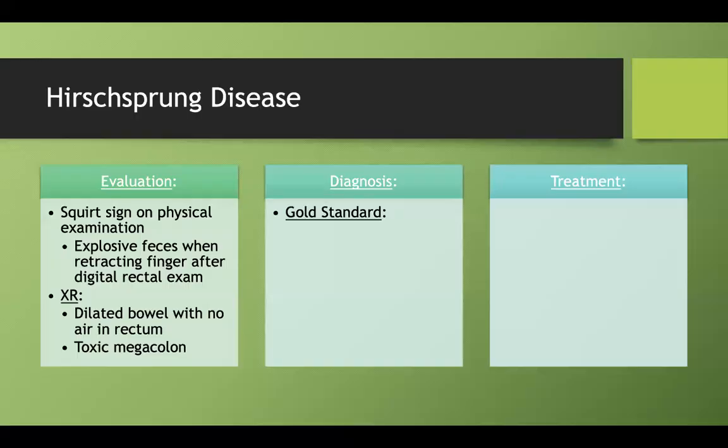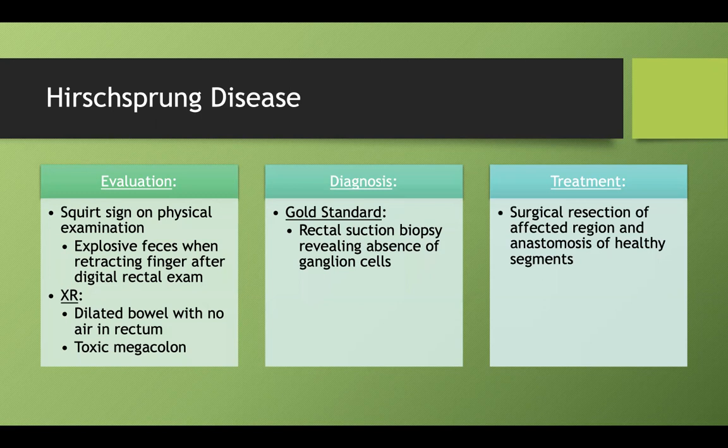So the gold standard to diagnose this is actually through a rectal suction biopsy, and that will show you an absence of ganglion cells, which makes sense because there's no migrating neural crest cells in that area. And to treat this, you need to treat the affected area by removing it surgically and then connecting or anastomosing healthy bowel segments.